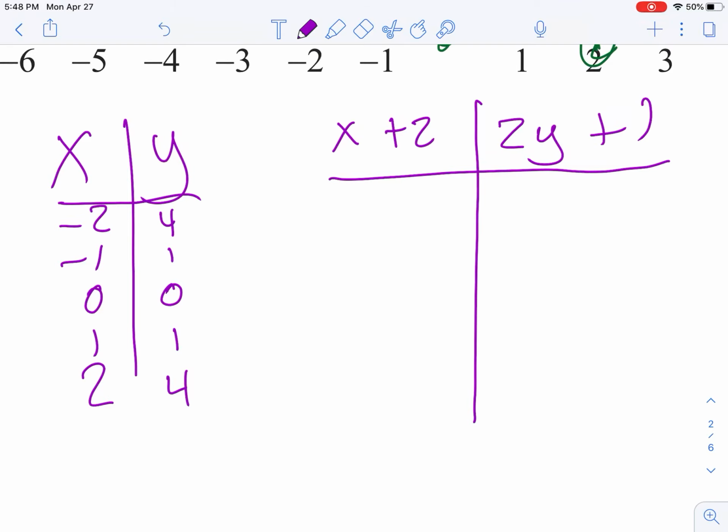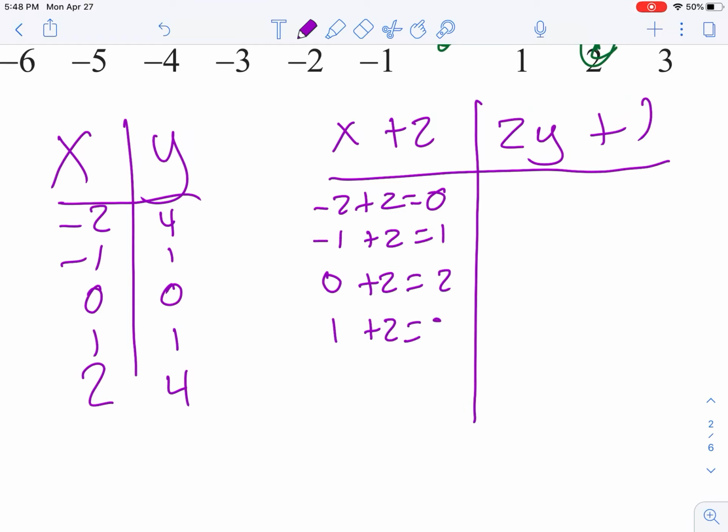And so I'm saying negative 2 plus 2, negative 1 plus 2, 0 plus 2, 1 plus 2, 2 plus 2. And that was taking all of these values and plugging them in for x.